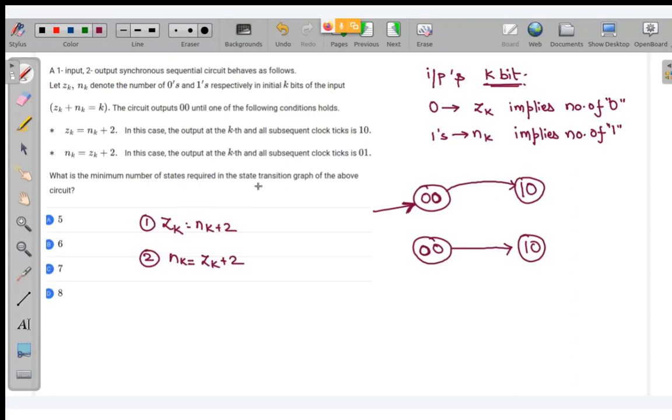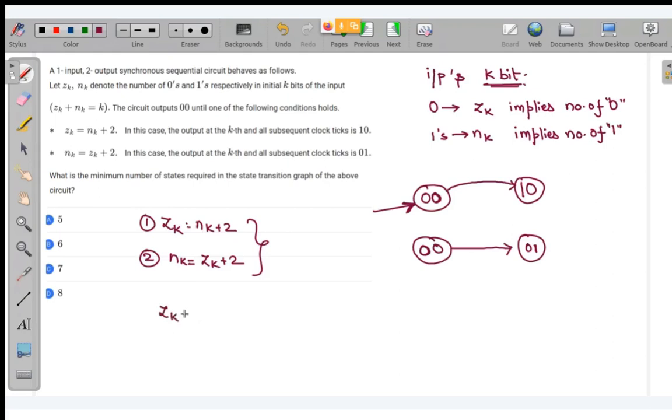Now, what is the minimum number of states required in the state transition graph to represent this circuit? So how can you represent it? Is it 00 to 01 for the second condition? Yeah, 01. For these two conditions, there will be a transition. So tell me, what are all the possible cases here? Those possible cases you can get from these two equations.